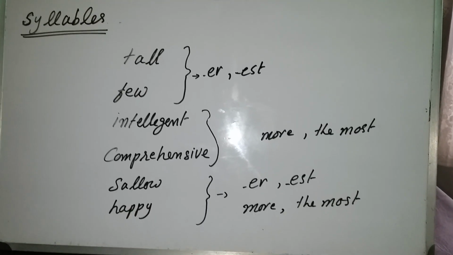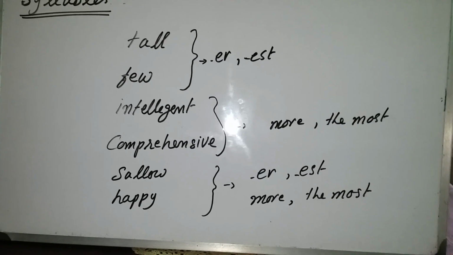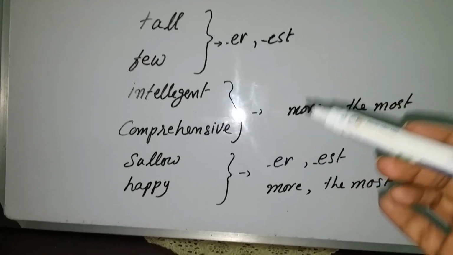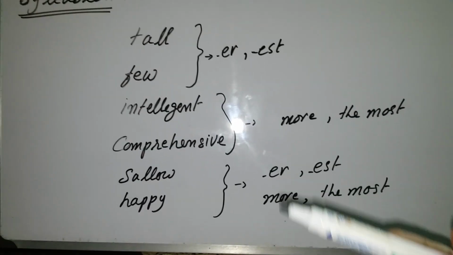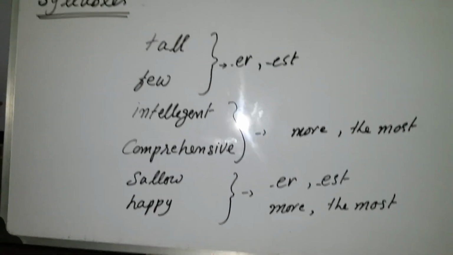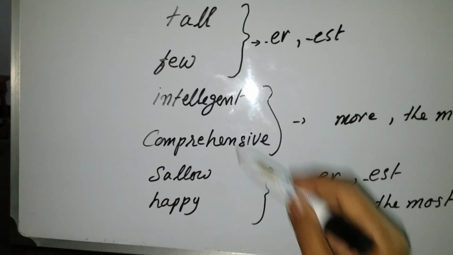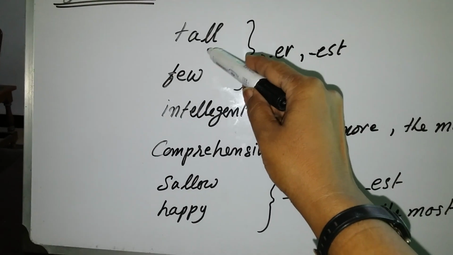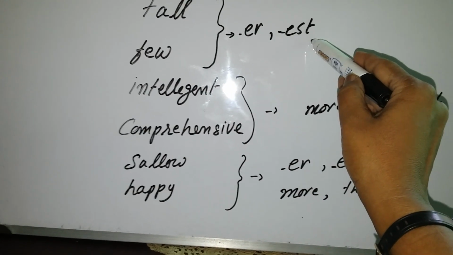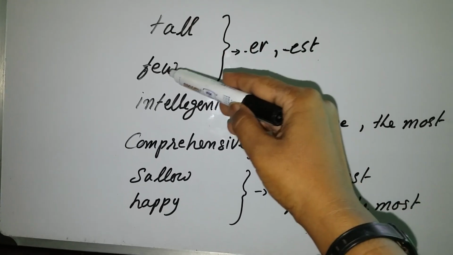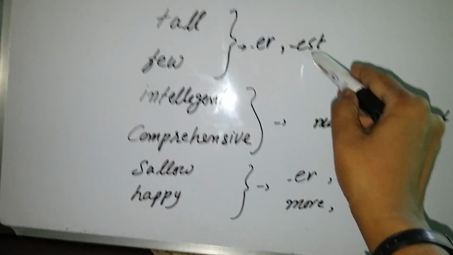Now, how can we use ER and EST with some adjectives to convert them into comparative or superlative, and how can we use more and the most with the simple adjective to convert them into comparative and superlative? What is the rule of converting them into comparative and superlative degrees? First of all, look at the first example, the word tall, and the second one is few. We will use ER and EST to convert them into comparative and superlative degree. Tall, taller and tallest. Few, fewer and fewest.